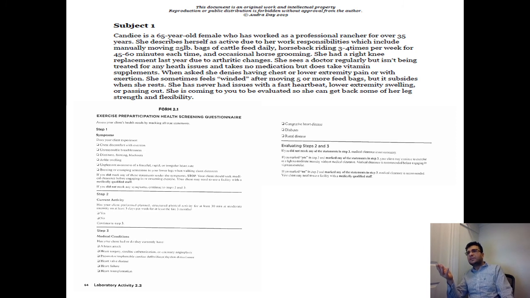So as you can see, subject 1 says that Candice is a 65-year-old female who has worked as a professional rancher for 35 years. She describes herself as active due to her work responsibilities, which include manually moving 25 pounds of cattle feed every morning, horse riding 3 to 4 times per week for 40 to 60 minutes each time, and occasional horse grooming. She had a knee replacement last year due to arthritic changes.